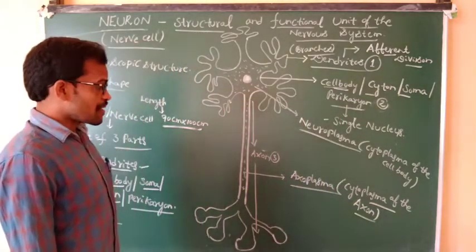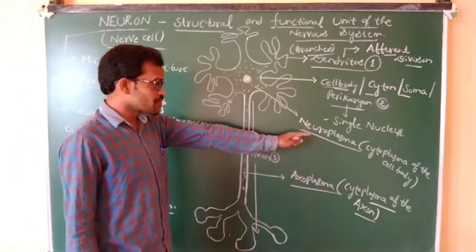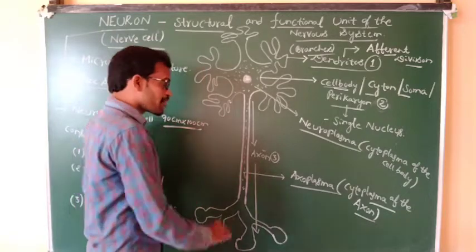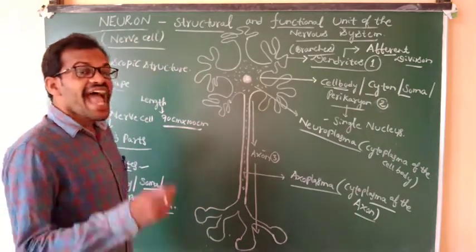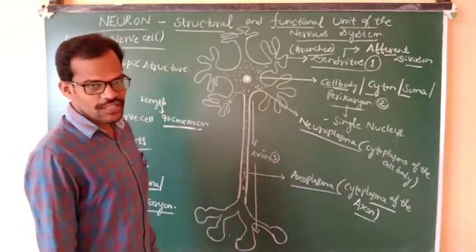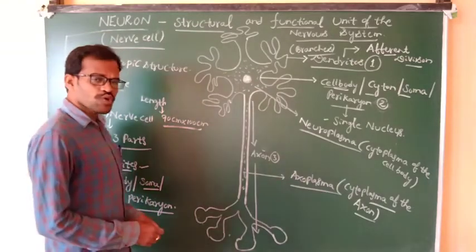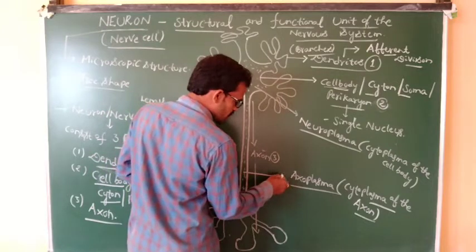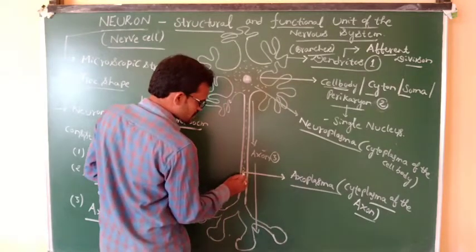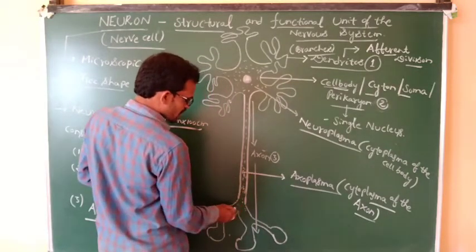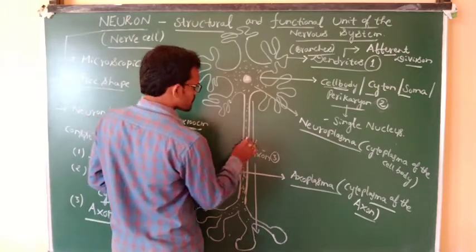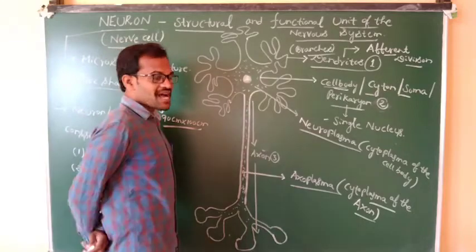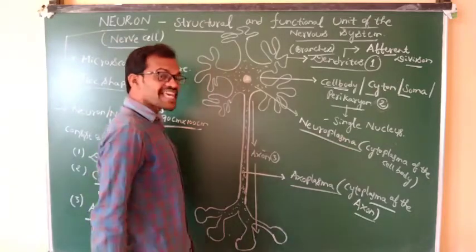Don't confuse. The cytoplasm of the cell body is known as neuroplasm. The cytoplasm of the axon is known as axoplasm. Coming to the next one, the neuroplasm is the cytoplasm of the cell body.